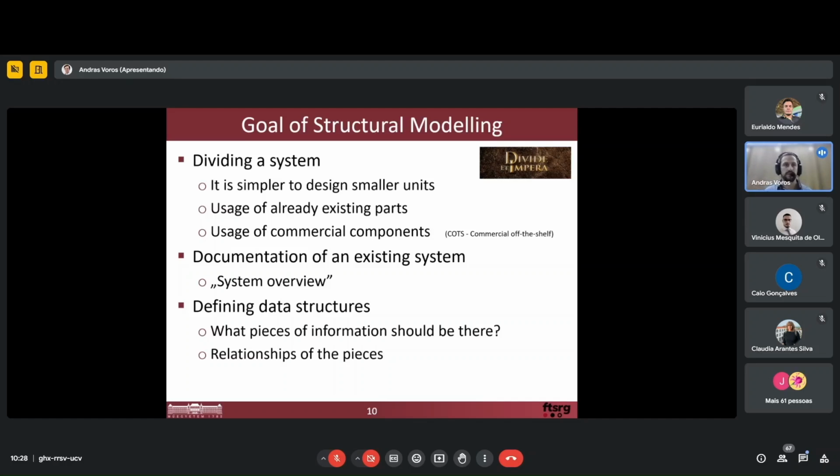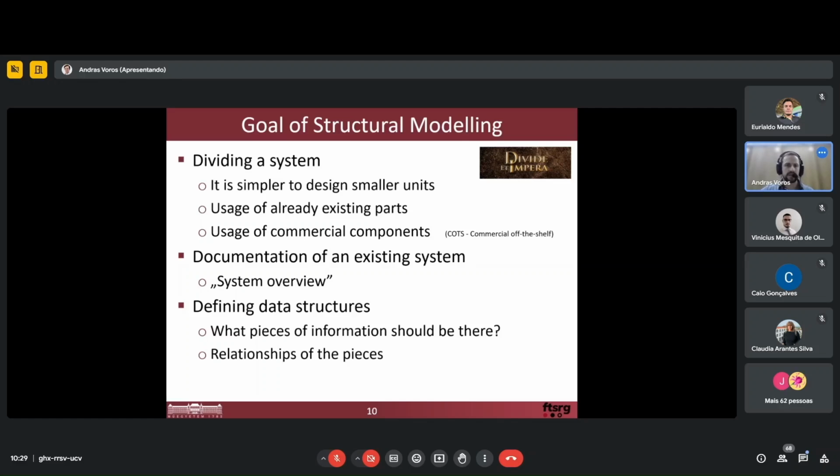Also, a very common use of structural models is that we are not only able to define the structure of the system, so the architecture, but also to define data structures. So we can answer the question, what pieces of information should be there? And we can also use it to define the relationships between the pieces. So structural modeling is a very, very powerful tool. Unfortunately, most people don't use it for all these things, but I hope that you will do that.